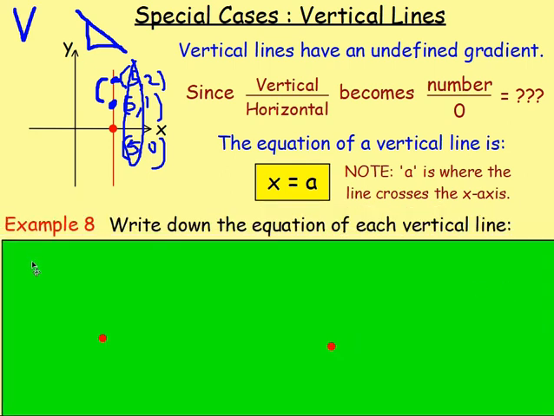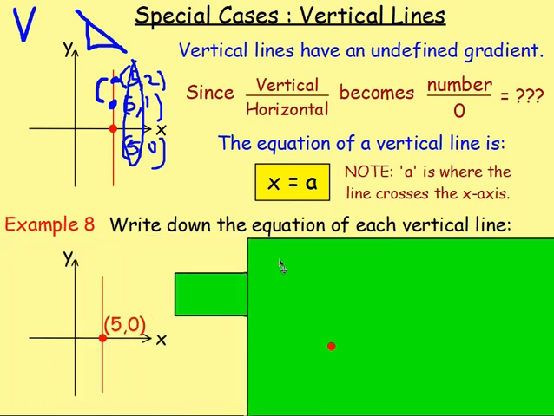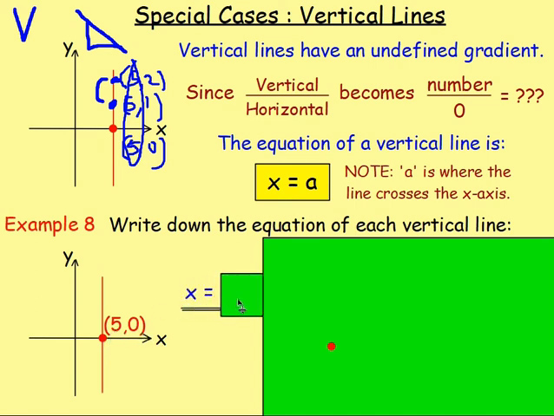Let's look at a couple of examples then. With example 8, write down the equation of each vertical line. You can see here you've got your x-axis and you've got your y-axis. This vertical line that goes straight up and down crosses your x-axis at 5, 0, so the equation is just going to be x equals 5. Remember, the equation of a vertical line is just going to be x equals a number.